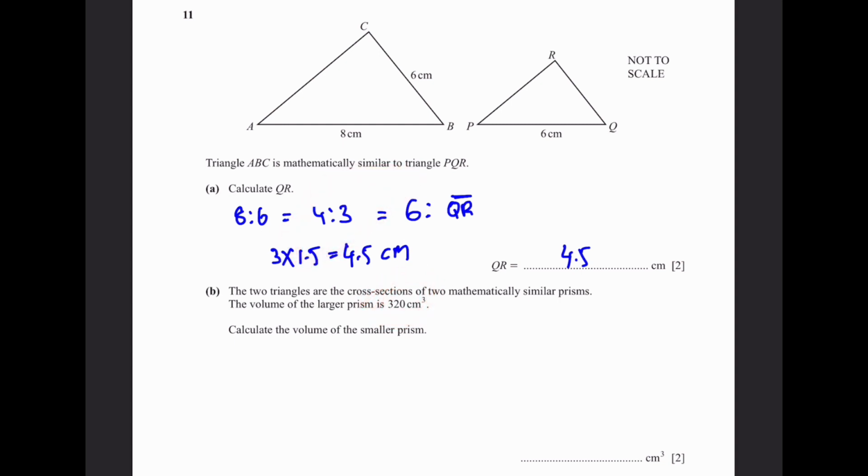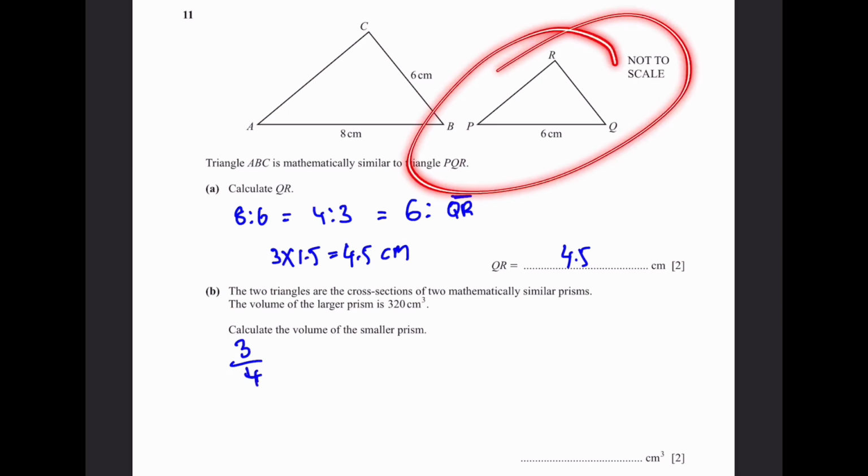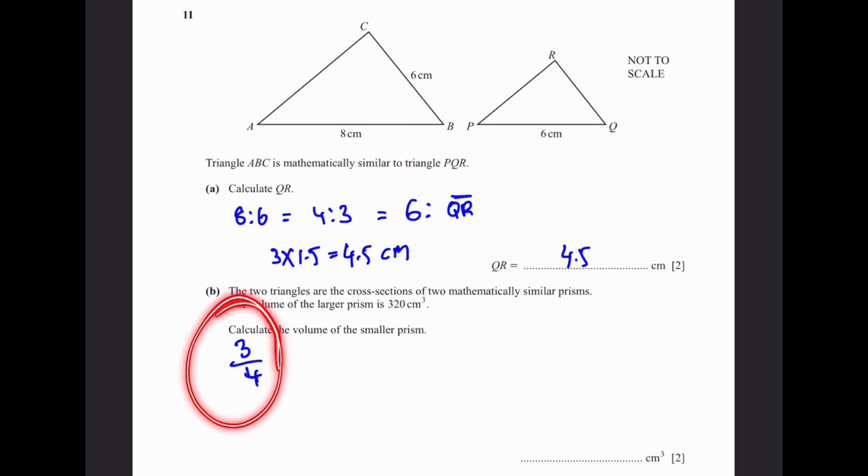This ratio can be written as a fraction, 3/4. Considering that the triangle PQR is a smaller triangle and therefore we need to make it smaller, so we put a fraction which is less than 1. 3/4 multiplied by 320. Well, you may think this will give us the answer, right? There's one thing missing though. You need to realize that this is not the length of a side. This is the volume of the whole prism.